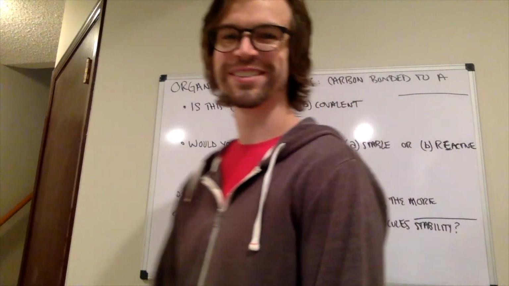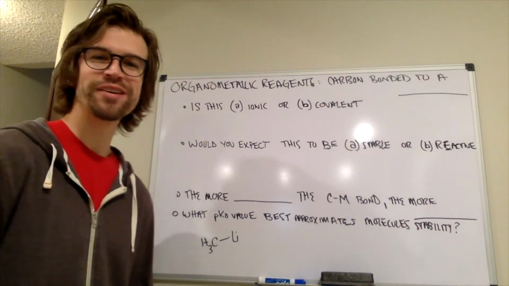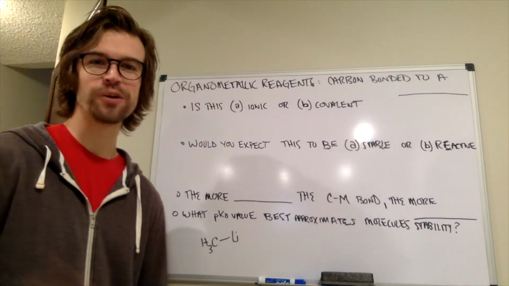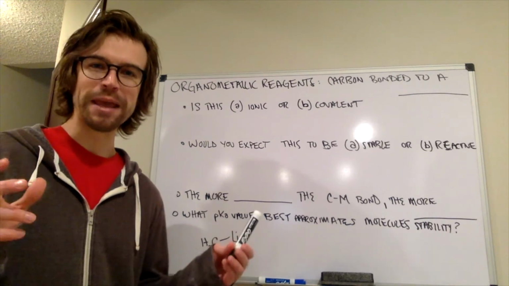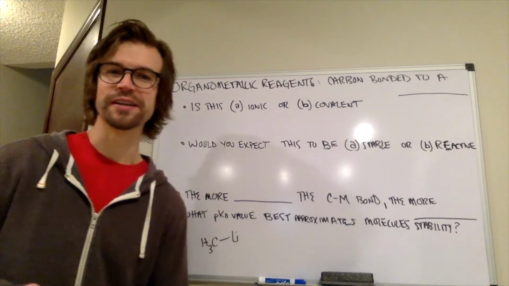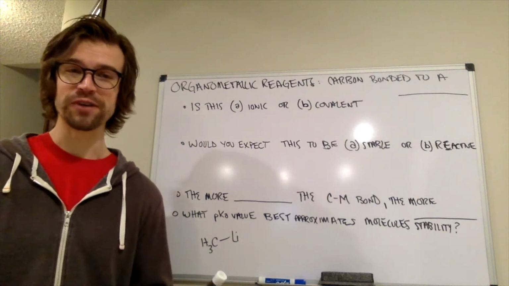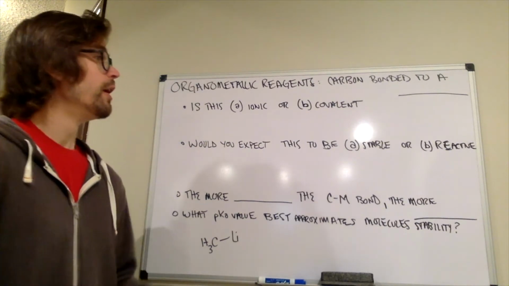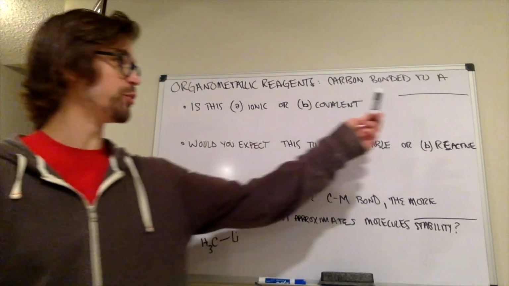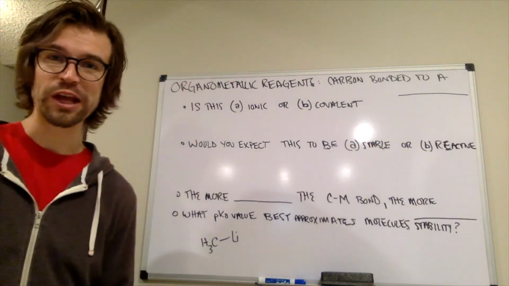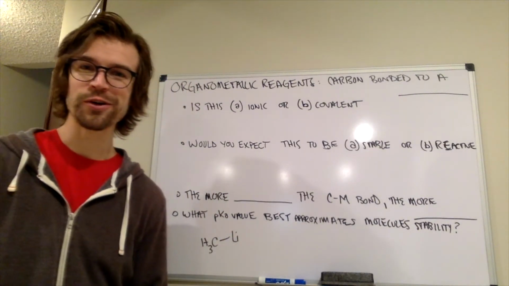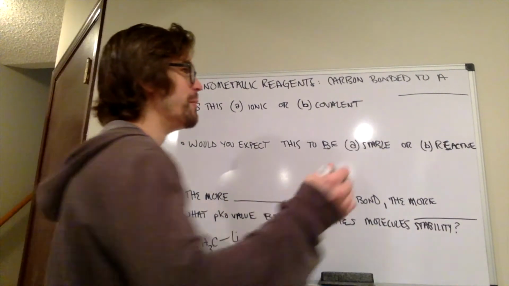Organometallic reagents. Carbon bonded to what? So in this video, we're essentially just going over the basics of what an organometallic reagent is. It's a new type of reagent we haven't talked about before. And based on the name, what should we put in this blank? Organometallic reagent: carbon bonded to a metal.